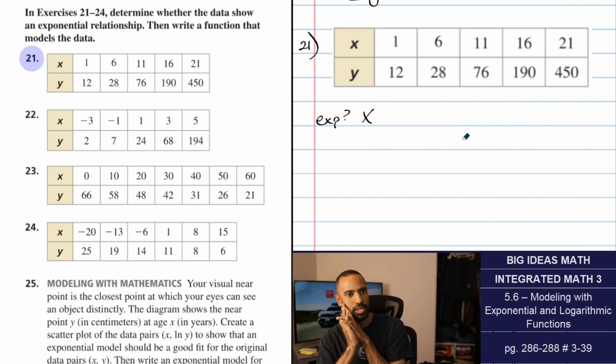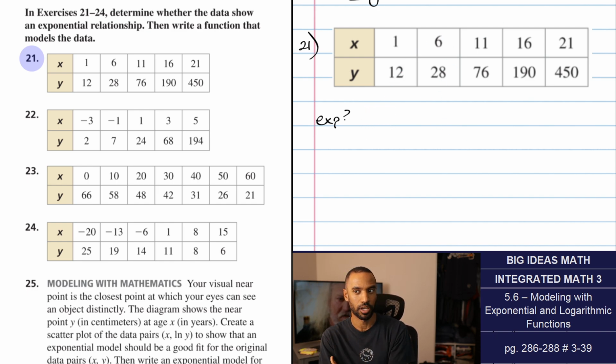It says determine whether the data show an exponential relationship. Maybe they're saying not exact. Maybe they're just stating do what we were doing before. So I'm going to go ahead and say yes.